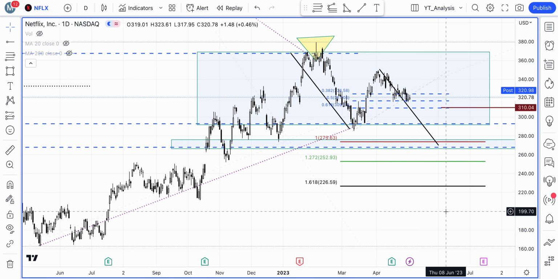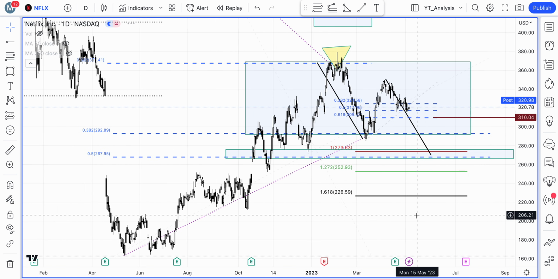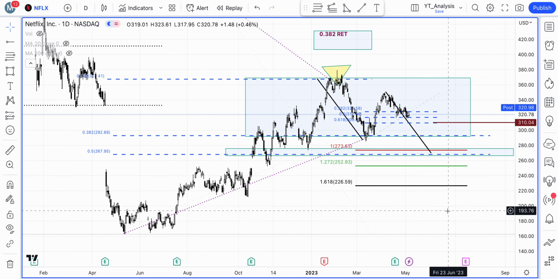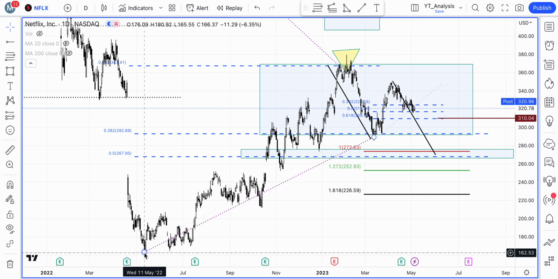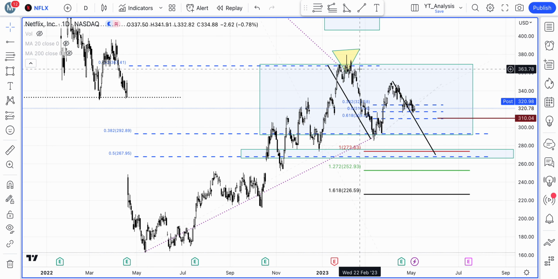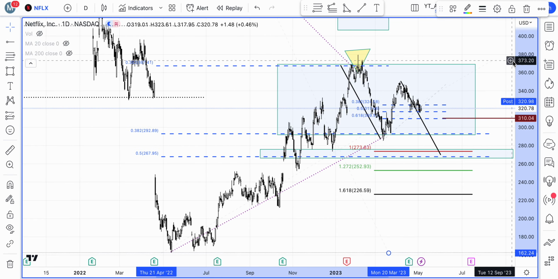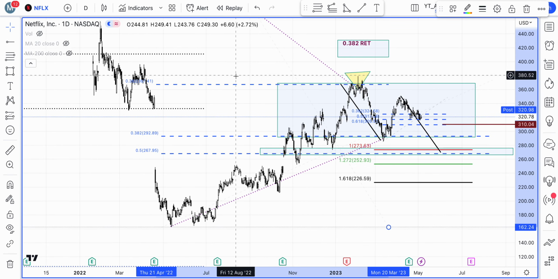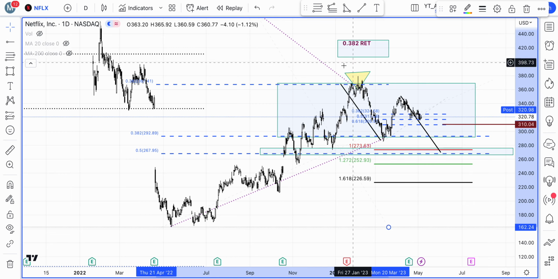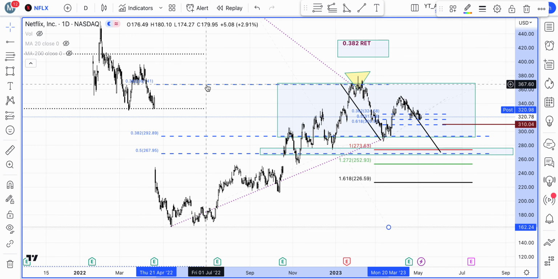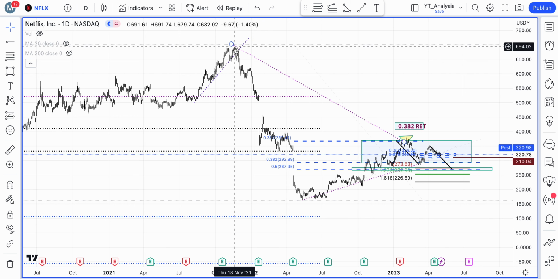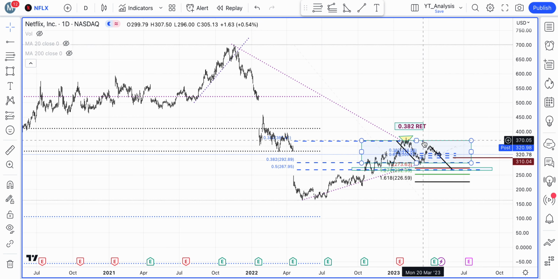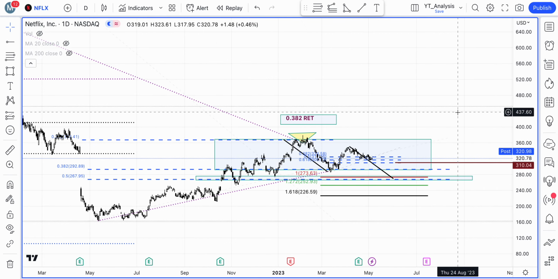There we go. So guys, in Netflix, we have a couple of ways to look at this stock. What we are looking at is a pretty remarkable recovery in the stock since last May of 2022. The stock rose all the way to the 38.2% Fibonacci retracement, and here it found pretty strong resistance. Let me show it to you where it's coming from. These are the all-time highs reached, and this was the recent low, and it has just retraced about 38.2%.